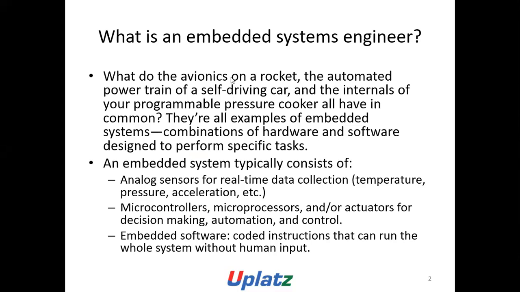What do the avionics on a rocket, the automated powertrain of a self-driving car, and the internals of your programmable pressure cooker all have in common? They are all examples of embedded systems, a combination of hardware and software designed to perform specific tasks. An embedded system typically consists of analog sensors for real-time data collection, like temperature, pressure, acceleration, etc. Microcontrollers, microprocessors, and/or actuators for decision-making, automation, and control. Embedded software, coded instructions that can run the whole system without human input.